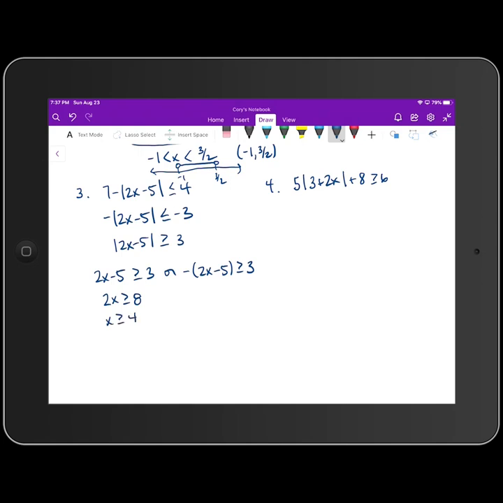Okay, for the second one, I'm going to distribute negative 1 across both terms. So that's going to make negative 2x plus 5 greater than or equal to 3. And then I want to solve for x, so I'm going to subtract 5 on both sides. We get negative 2x is greater than or equal to negative 2. And then when I divide both sides by negative 2, the inequality symbol is going to reverse. So x is going to be less than or equal to 1.